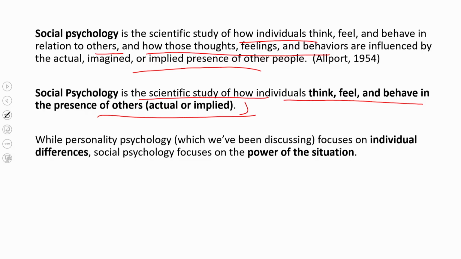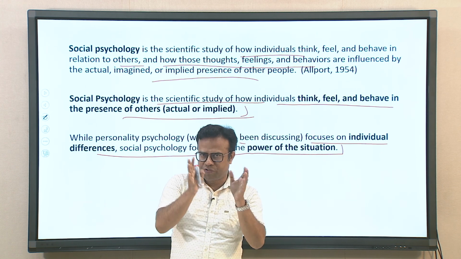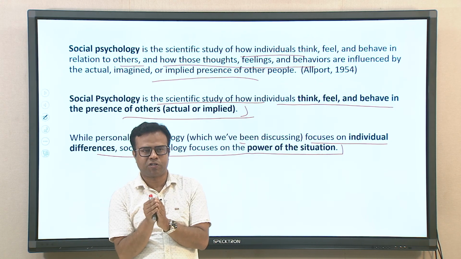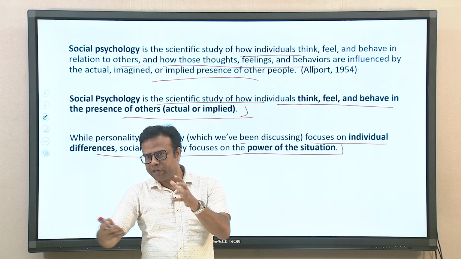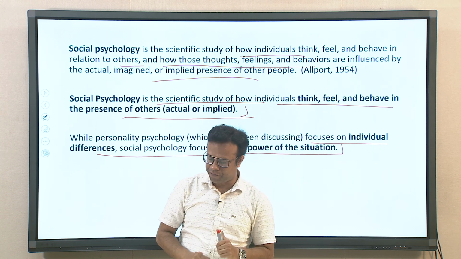Personality psychology, which we discussed in the earlier module, focused on individual differences, whereas social psychology focuses on the power of the situation. Personality psychology focuses on why one individual is different from another and how they are different from one another. We discussed this in terms of traits and so on. The focus was on finding individual differences and the uniqueness of the individual. In social psychology, the focus is more on how social situations and the presence of others influence behavior. This is how it is different from personality.